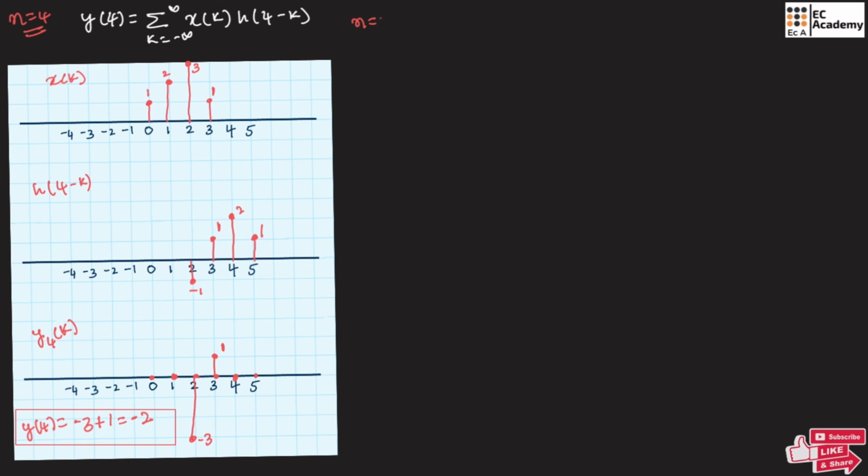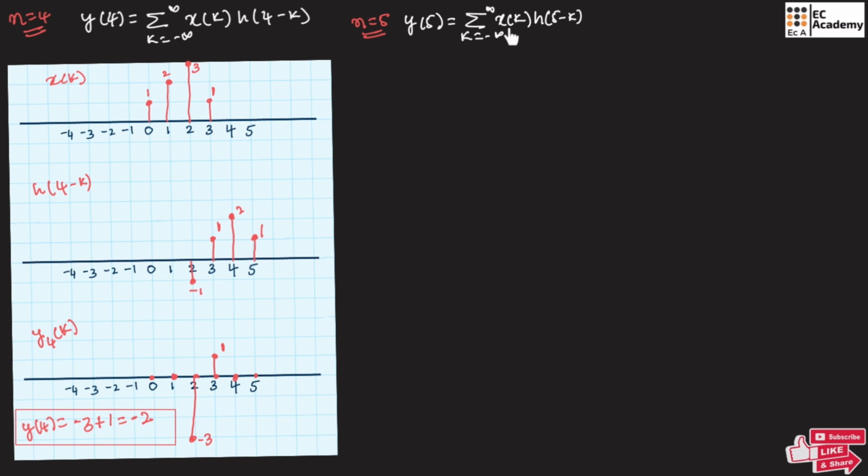For n is equal to 5, we can write y of 5 will be equal to summation of k is equal to minus infinity to infinity x of k h of 5 minus k. So here we need to shift h of minus k 5 divisions right side.